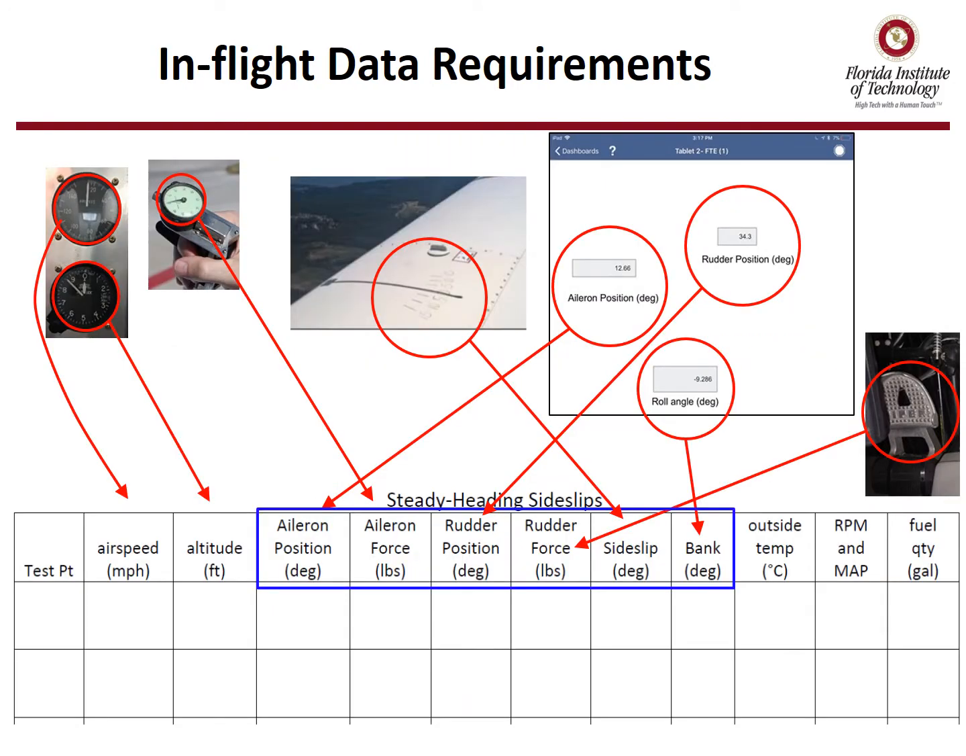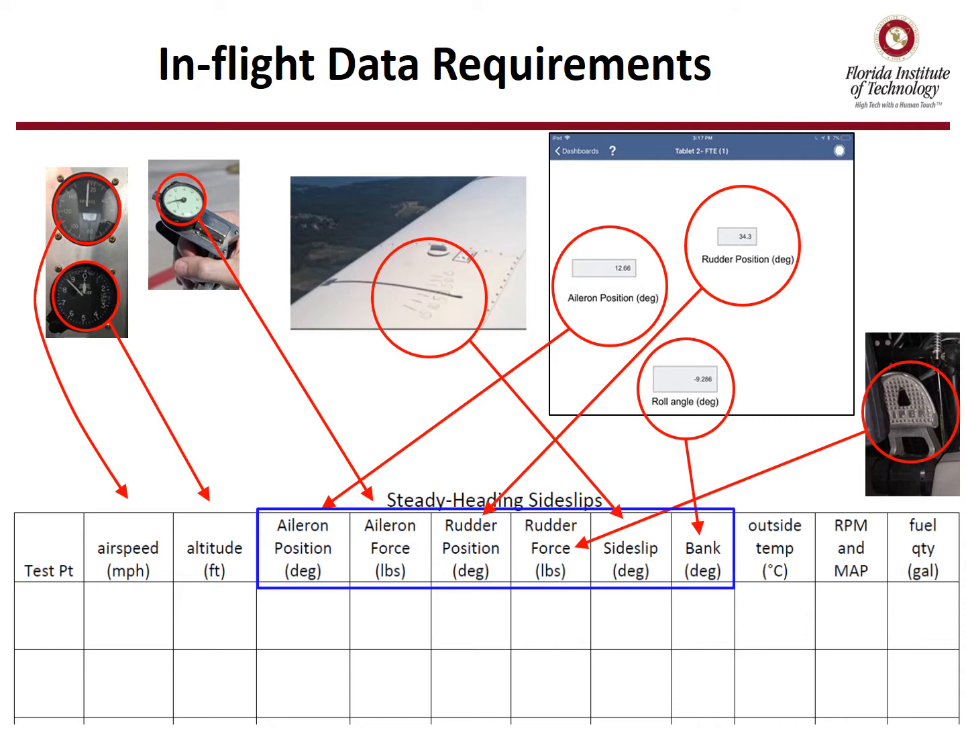In-flight data requirements: the primary data is aileron position, aileron force, rudder position, rudder force, side slip, and bank angle. Aileron force is coming from a handheld stick gauge. Rudder pedal force will be a pilot estimate based on what they feel they're pushing the rudder pedals with.